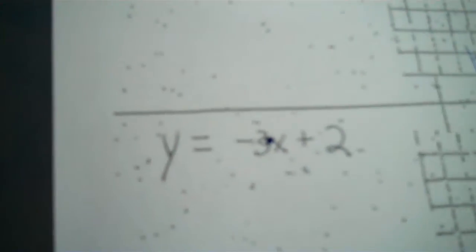Okay, y equals negative 3x plus 2. That means times when the number's right against the letter. So 2, 1, 0, negative 1, negative 2. So negative 3 times x plus 2. So x is 2. 2 is the input. Now I got to find my output.